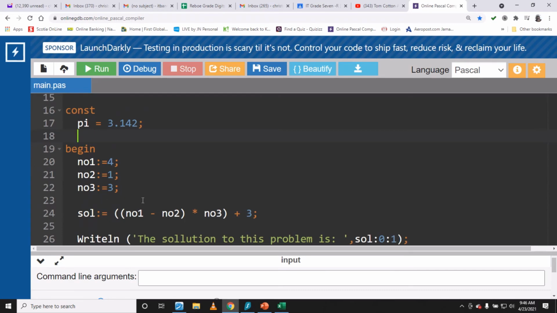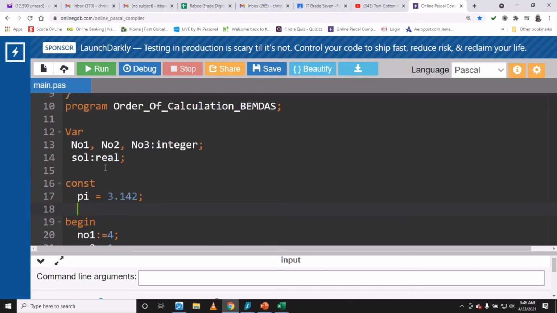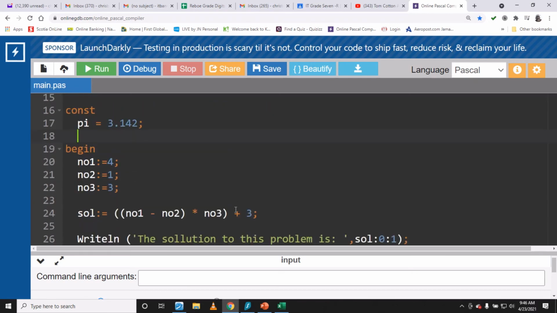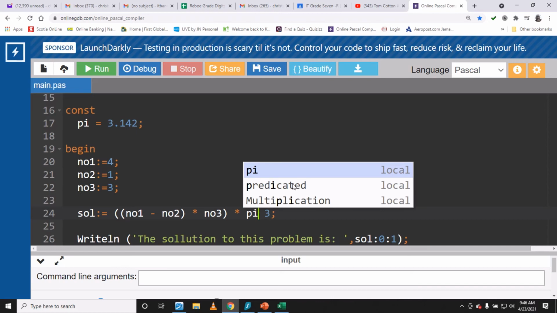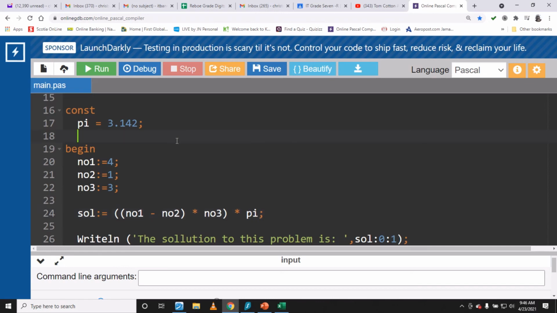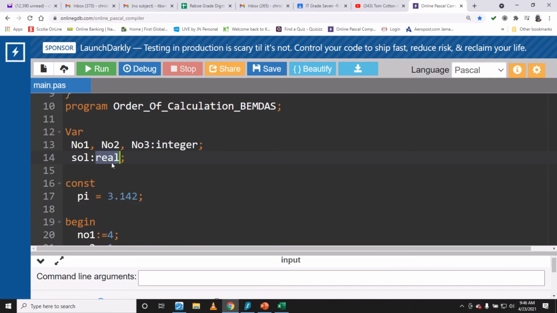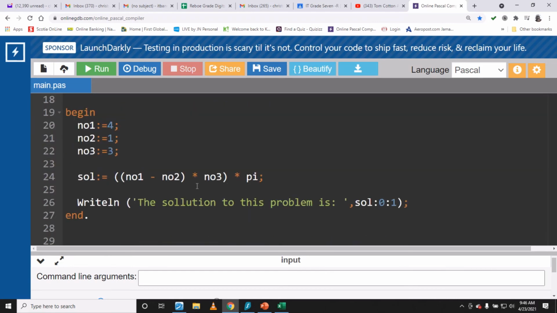Earlier I had said that even in multiplication it matters. Let us say we multiply by pi. Alright, and let's remove that. Multiply by pi. If this is set to integer, here's the problem. You're writing a program, sol is set to integer. Remember, sol is num1, which is 4, minus num2, which is 1. That gives you 3. Then you multiply the 3 by 3, gives you 9.